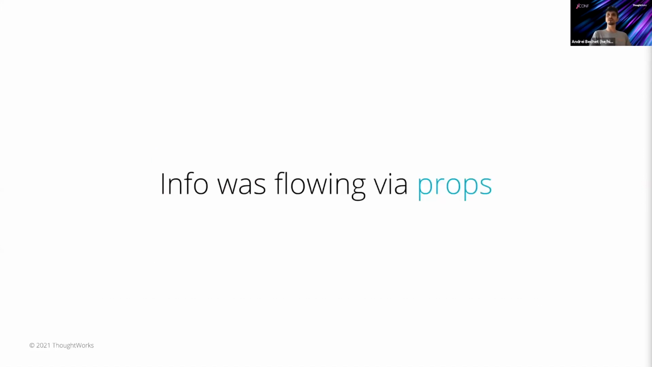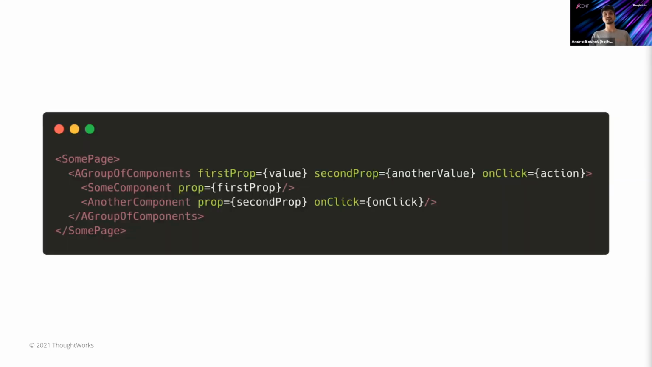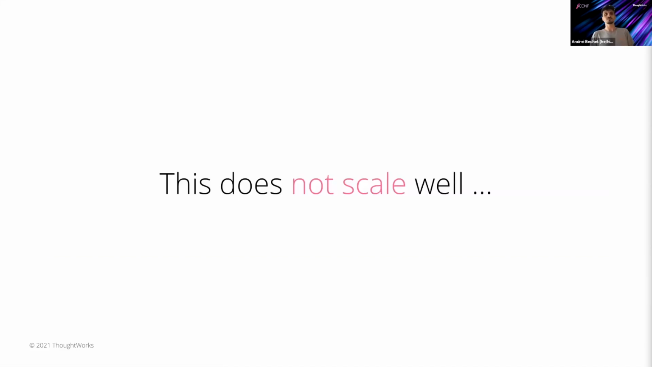Information was flowing via props. If you don't know what props are, props are inputs into your components. It's the React way of passing data around. So in this very simple example, a value can flow downwards via props, and information can also flow upwards by sending a callback inside the props, like the on-click one. Well, this looks very nice and simple, right? And that is indeed nice and simple for a small application.